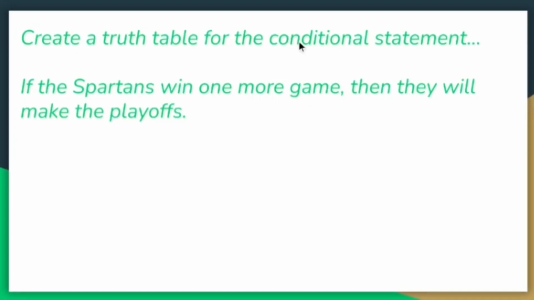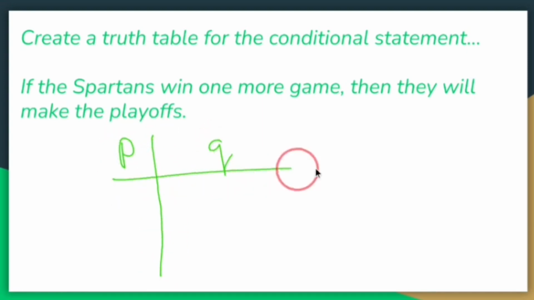Create a truth table for the conditional statement: if the Spartans win one more game, they will make the playoffs. So a truth table has your hypothesis, your conclusion, and then whether it's true or false based off of what you say. So there's only going to be 4 options here.